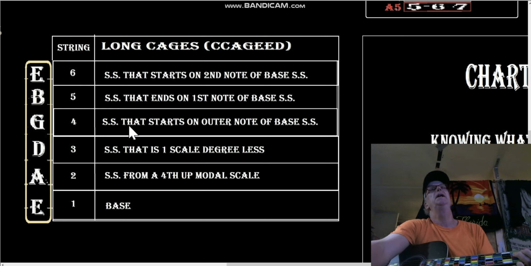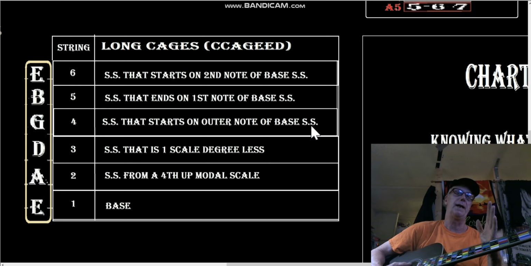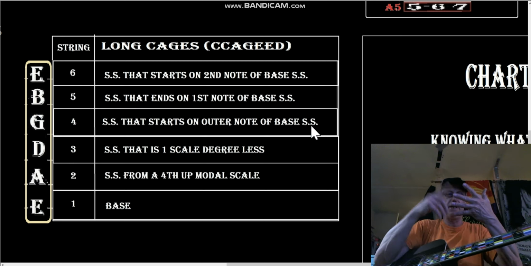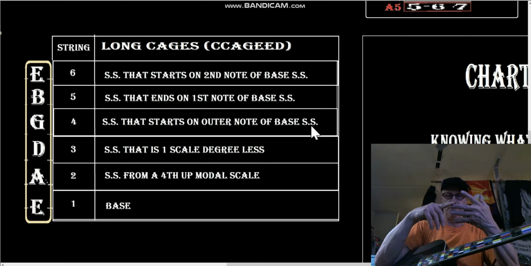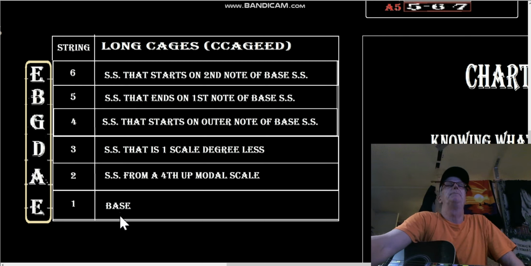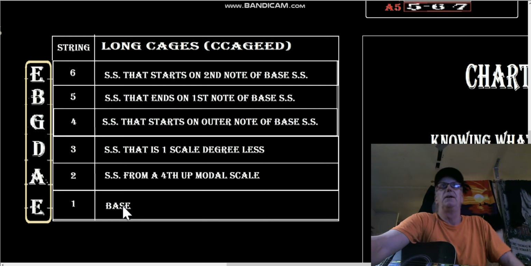The 4th string is the string shape that starts on the outer note of the bass string shape. So here's the bass string shape. No matter what, I've checked them all. Root 2, 3. I did them all on my fingers at night while I was getting tired and falling asleep and trying not to wake my dog up. Root 2, 3, 4, 5, 6, 7, 8. 4, 5, 6, 7 root 2. 3, 4, 5. So that's how I did it. Get 4 strings that way, pretty good. And then the 5th and the 6th you got to do in your head.